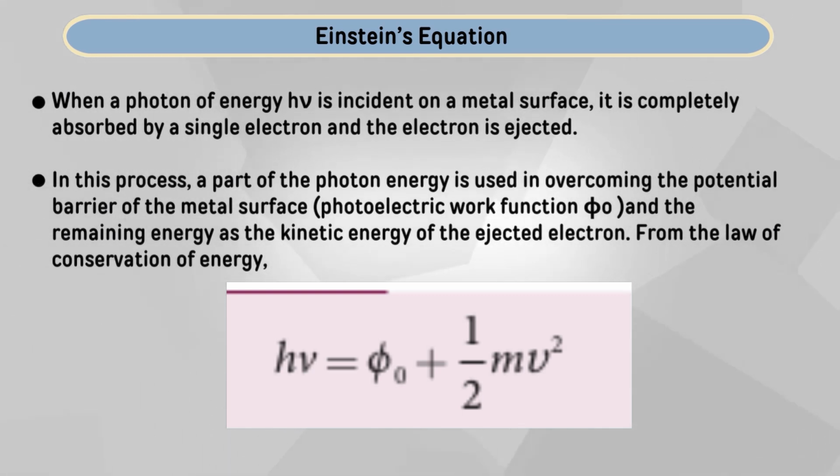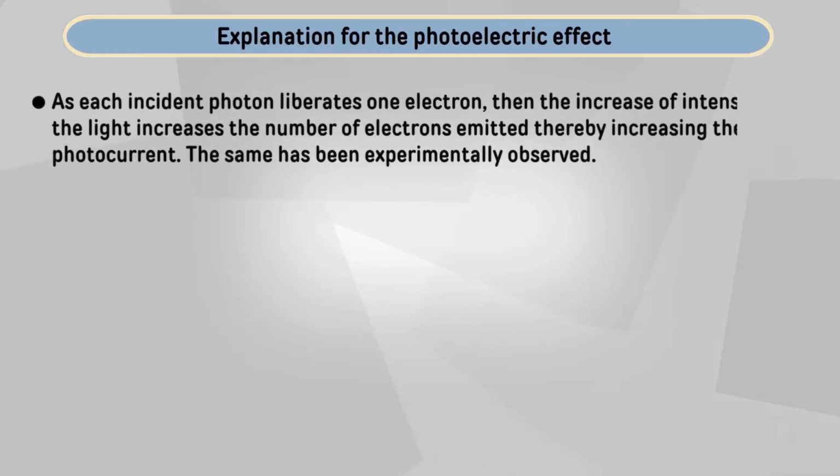One thing I would like to mention here is that there is a one-to-one mapping: the energy of one photon is completely used by one single electron, it is not distributed to a group of electrons. So, in text we can say that as each incident photon liberates one electron, an increase in the intensity of light increases the number of electrons emitted, thereby increasing the photocurrent. The same has been experimentally observed.